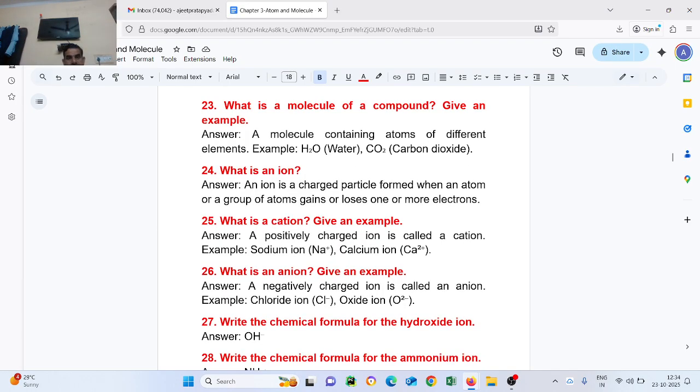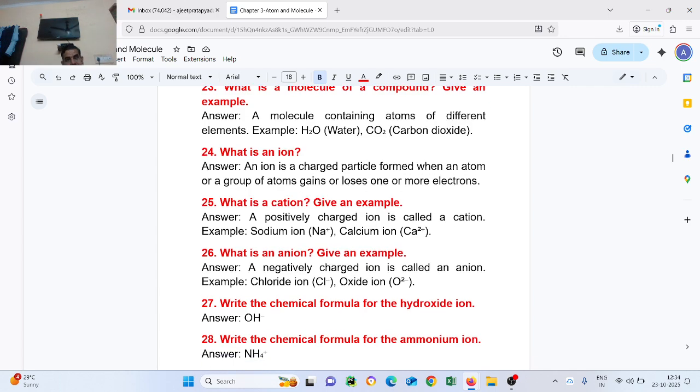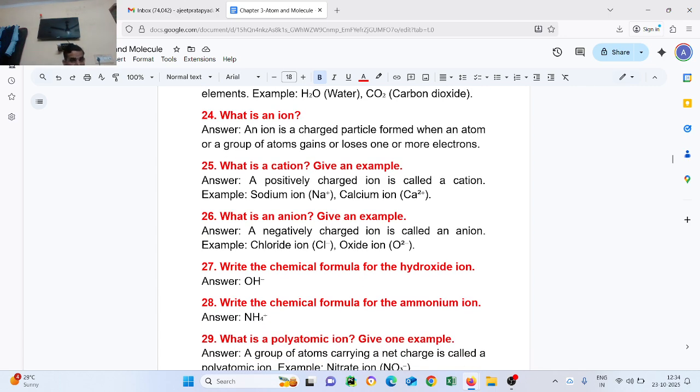Question number 27. Write the chemical formula of the hydroxide ion: OH-. Write the chemical formula for the ammonium ion: NH4+.